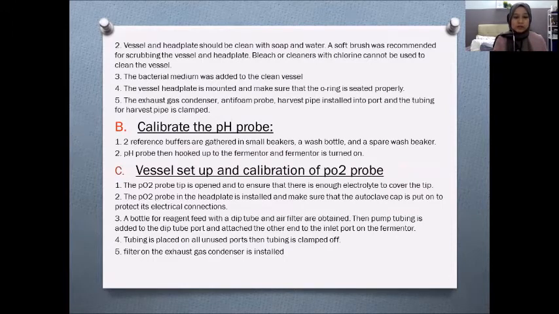So two reference buffers are gathered in small beakers, along with a wash bottle and a spare wash beaker. Then the pH probe is hooked up to the fermenter, and the fermenter is turned on.